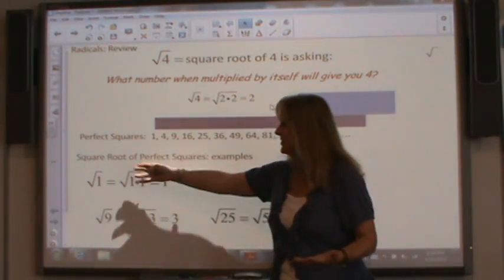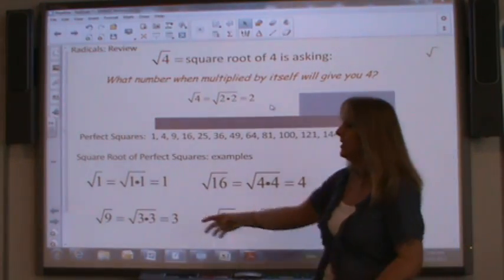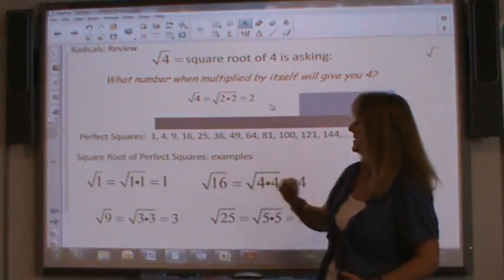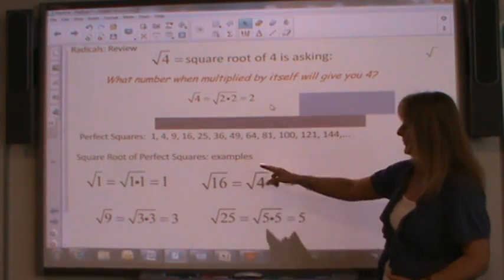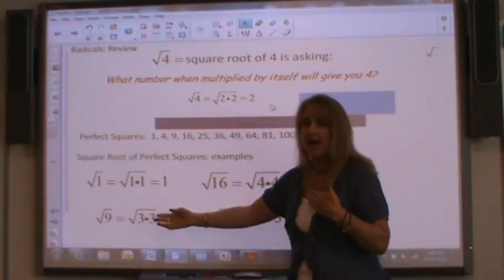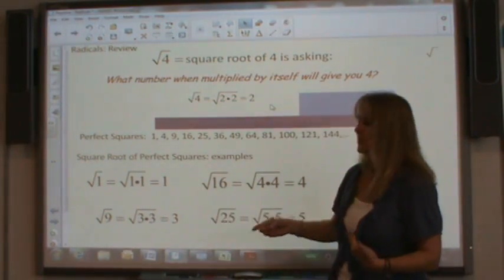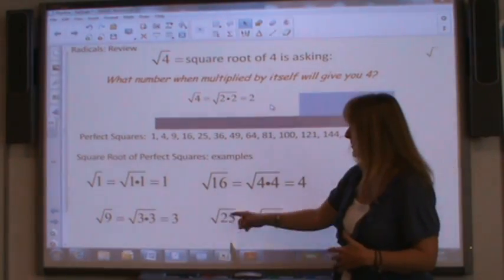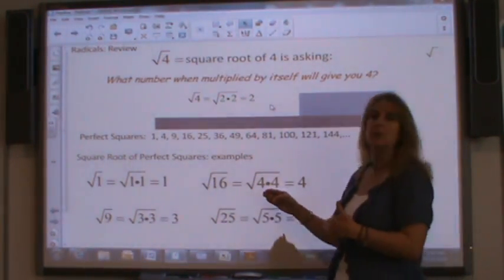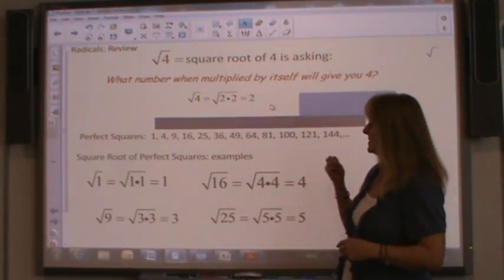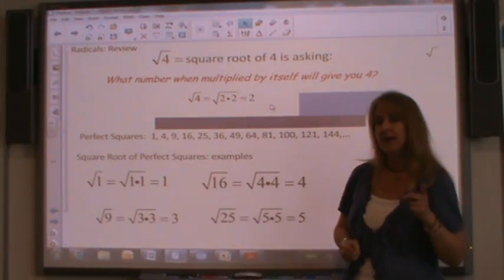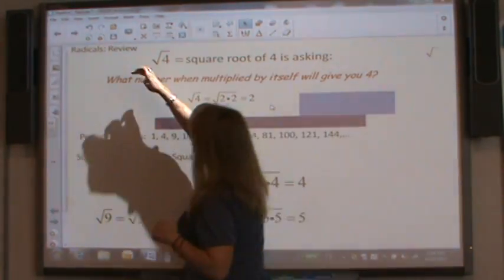So for example, the square root of 1 can be thought of as the square root of 1 times 1, which is 1. The square root of 16 is the square root of 4 times 4, which is 4. The square root of 9 can be thought of as the square root of 3 times 3. The square root of 25 is the square root of 5 times 5. As you can see, under the square root sign, under the radical, if you see 2 of the same factors, 1 is brought outside. So keep that in mind for our next slide.